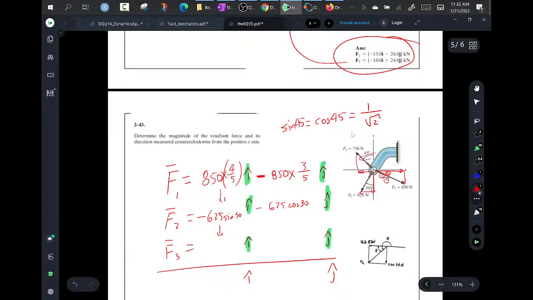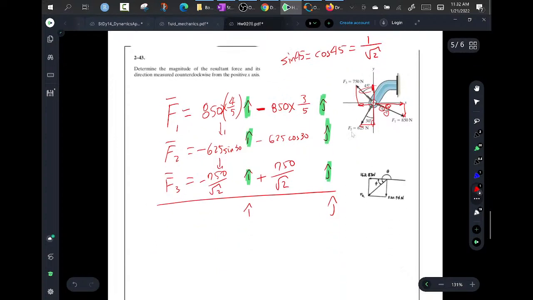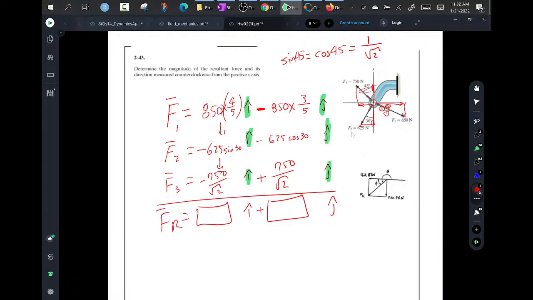We've got a component going to the left. That's 750 over square root of 2. We got a component going up. 750 over square root of 2. And you just add them. And once you add them, you get a number here and a number here. F resultant.